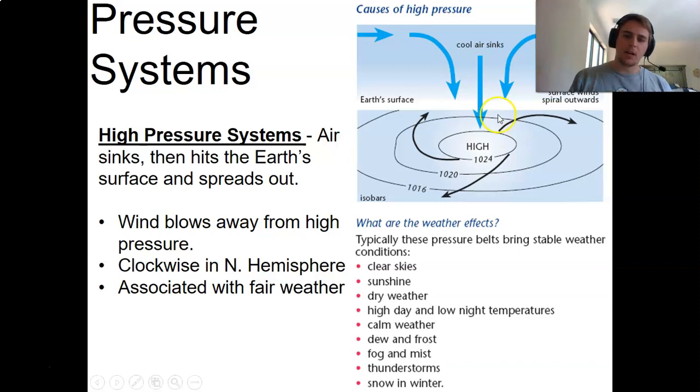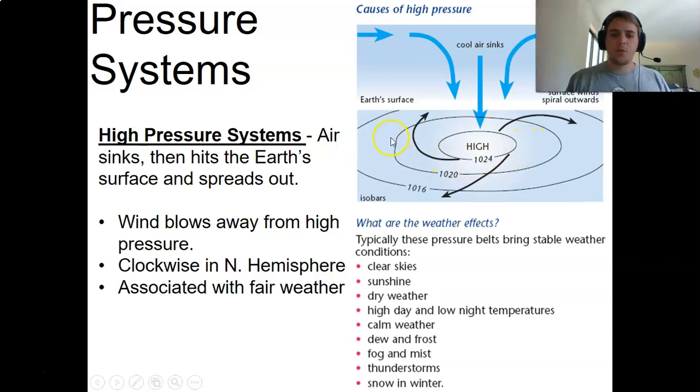Okay, and that's what you can kind of see here with these lines. It's showing you how many millibars of pressure. Okay, so we're not getting a lot of pressure. It's not crazy, but there is more. Now in a high pressure system, when this pushing happens, a couple things are always clear. The wind blows away from the high pressure system, and that should make sense, right? It's hitting the Earth's surface and spreading out in all directions.